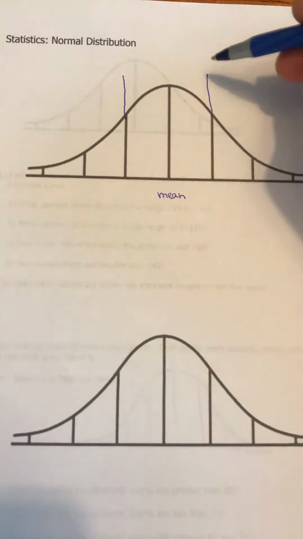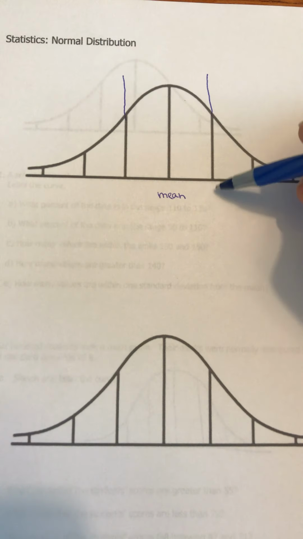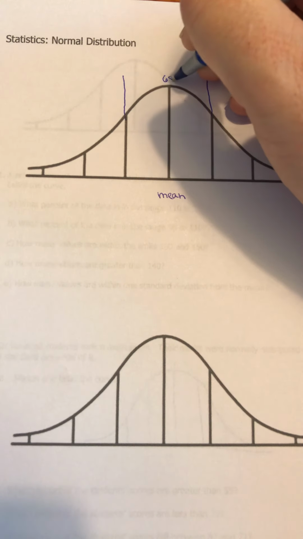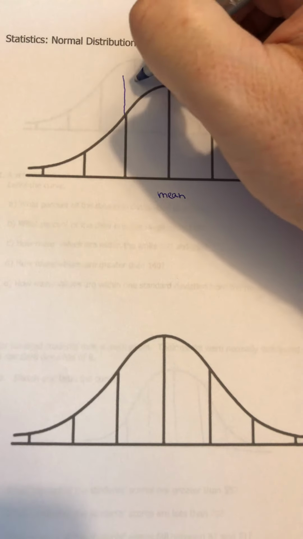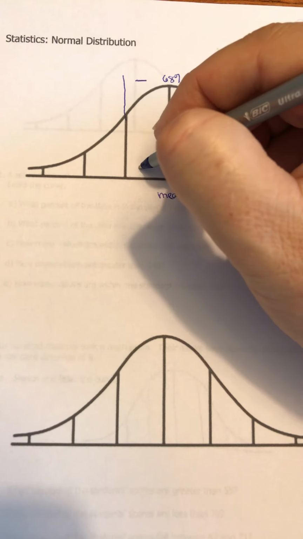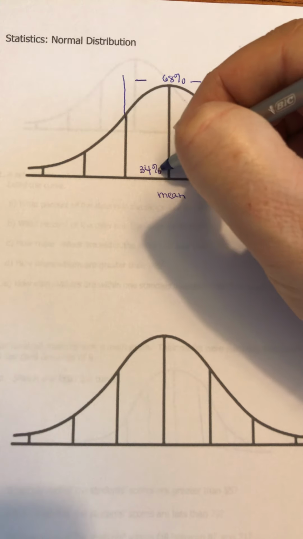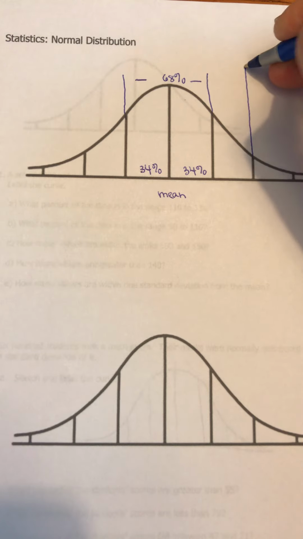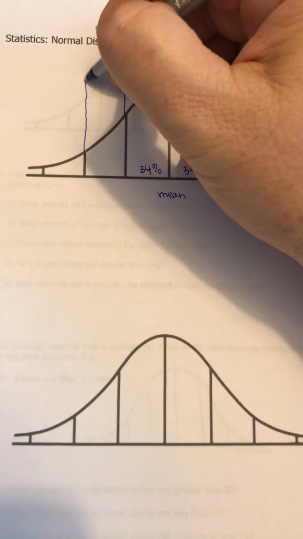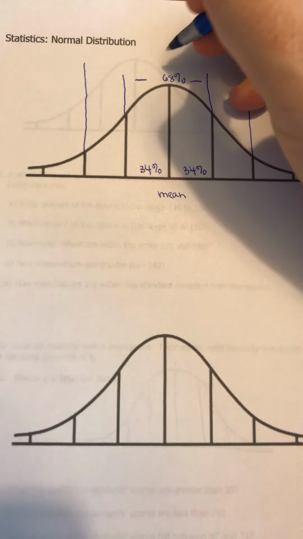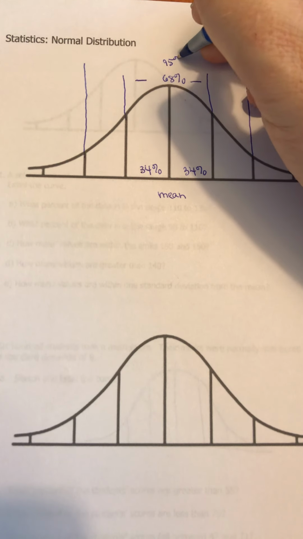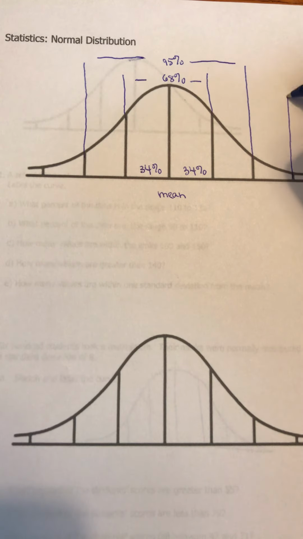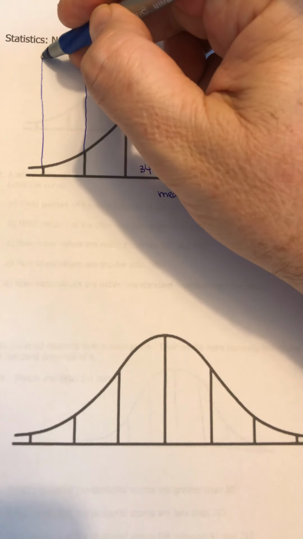And between these two lines, and I'll get into what these are called in a minute on the second picture, between these two represents 68% of all the scores if it's normally distributed. If you split that in half, because this is symmetric, this would be 34%, and this would also be 34%. Two lines to the right, two lines to the left will represent 95% of all the numbers or scores. And then three lines, almost 100% will fit in here.